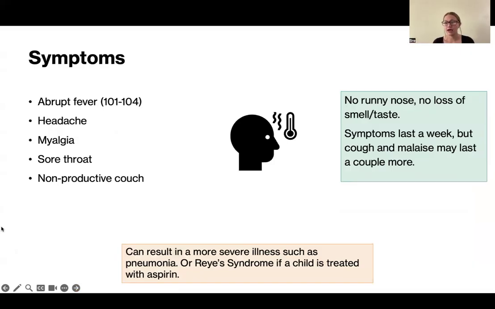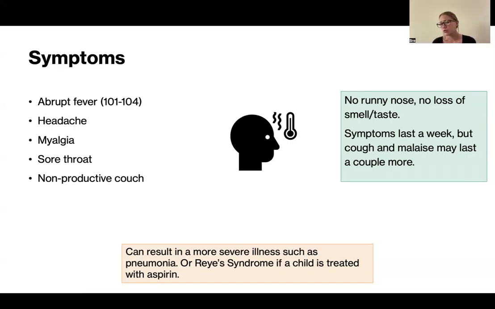Symptoms. So, how is this different from a cold? Well, it's a little bit more severe, right? A cold, you can probably still go to work. Flu, you're out. You're on the couch, you're sleeping. You do not feel good, right? You have an abrupt fever. You can have a headache, myalgia, sore throat, a non-productive cough, but you won't have any coryza, which is a runny nose, and you don't have a loss of taste or smell, which is more COVID, right? With COVID-19, or SARS, you can lose your smell and taste.